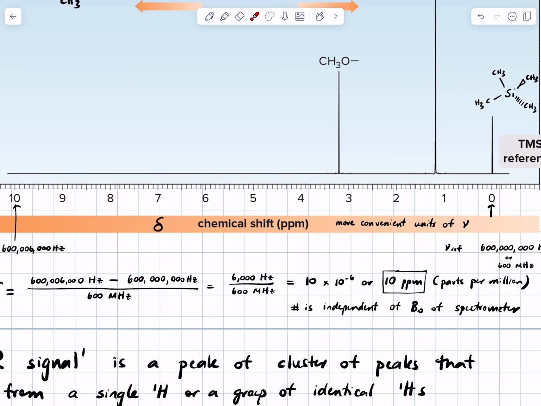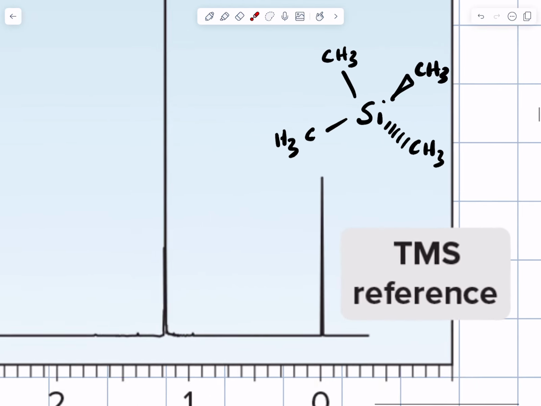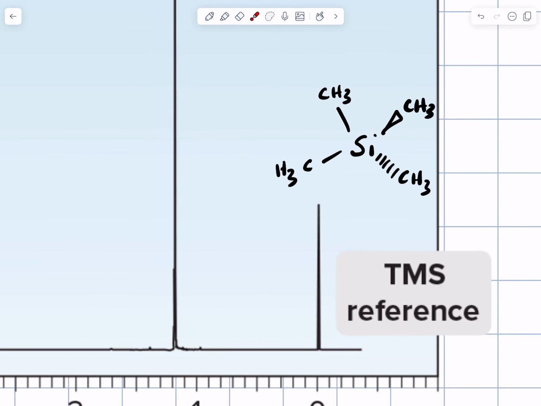A common reference compound is tetramethylsilane. You see one peak here. It's got 12 protons. They're all identical. You see one peak, and that's at a frequency that's decently far removed from where all the other protons might show up in an organic molecule, so it's useful as a reference and it's not going to interfere with anything.